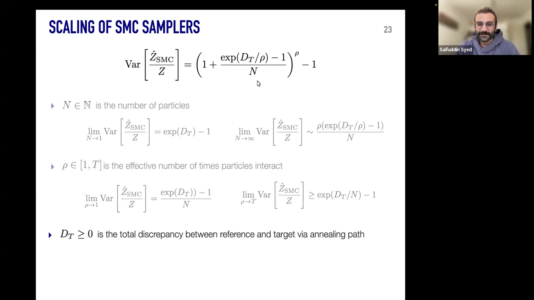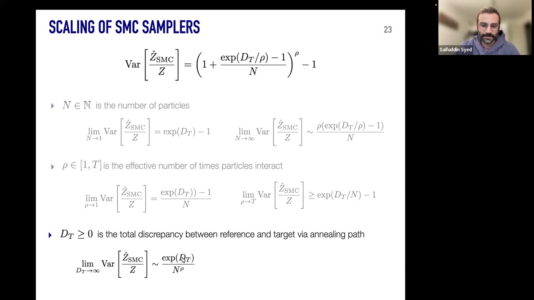Finally, if you fix the number of resampling times and you fix n, and you now just look at what happens as the discrepancy increases. As the discrepancy goes to infinity, so as my reference and target get farther and farther away from each other, or if I pick a bad schedule, a bad set of annealing distributions which do not share a lot of overlap, you're still going to get this exponential dependency.